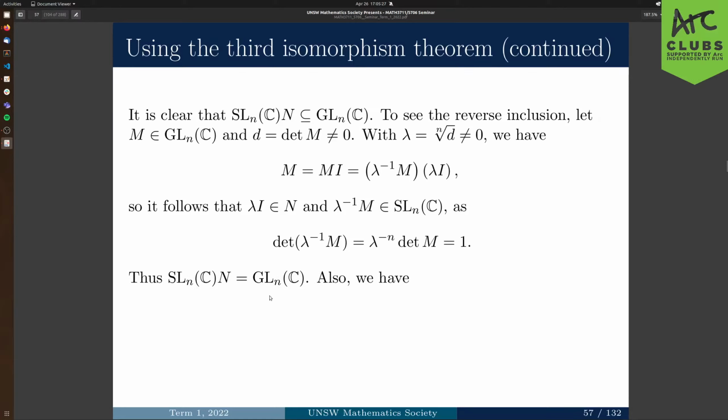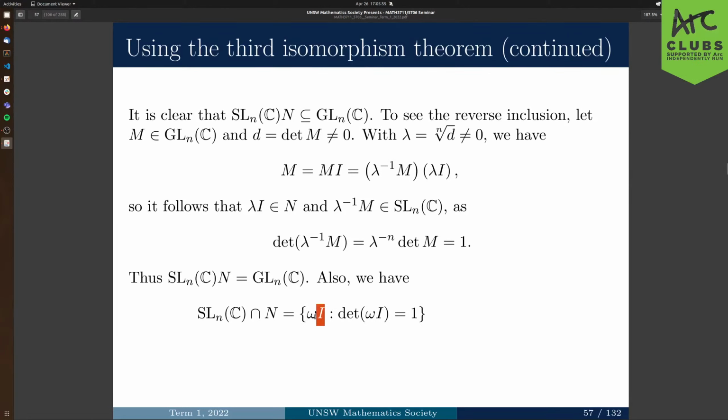So it's exactly what we were trying to prove, that SL times n is actually just GL. And if we look at this intersection, the other thing we had to look at, we want all of the matrices of determinant 1, and all of these have to be of the form lambda I, so they have to be some sort of scaled identity matrix. That's essentially another way to write it.